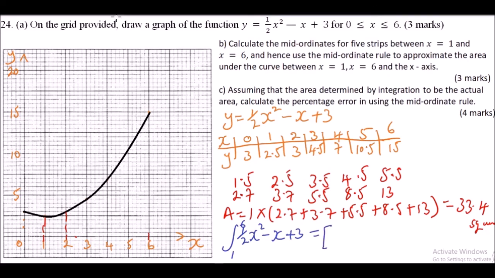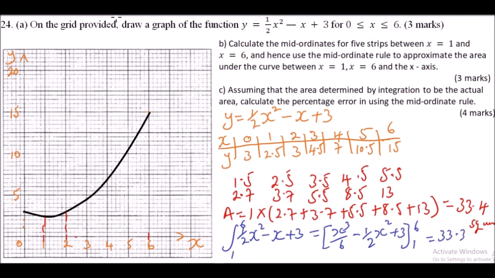If you integrate this, you'll be able to get x cubed divided by 6 minus a half x squared, and then we have plus 3x. You close the bracket, and the limits are 1 to 6. And when you compute that, you will be able to get 33.3 to 1 decimal place.